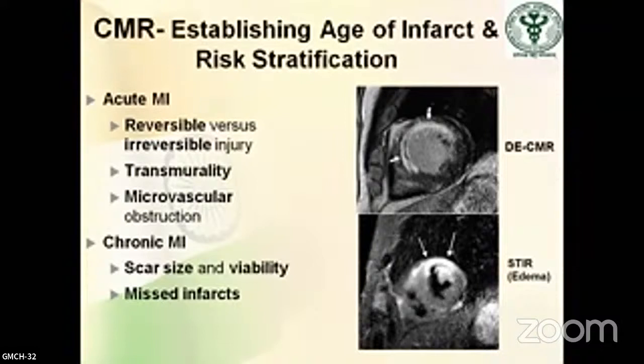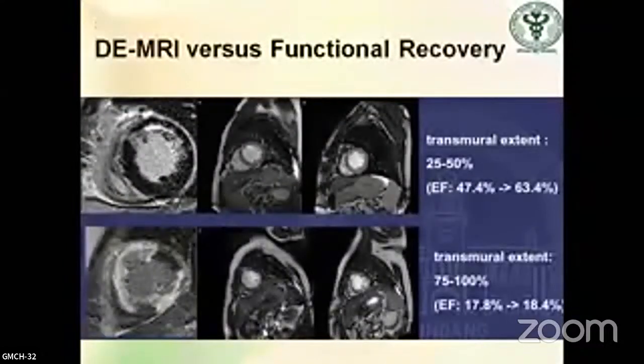So in the setting of acute myocardial infarction, chronic myocardial infarction, we can do risk stratification by identifying reversible versus irreversible areas, by identifying whether the infarct is transmural or not transmural. So if the infarct was less than half the thickness of the myocardium, this patient will do well after revascularization. Ejection fraction improves from 47% to 63% after revascularization.